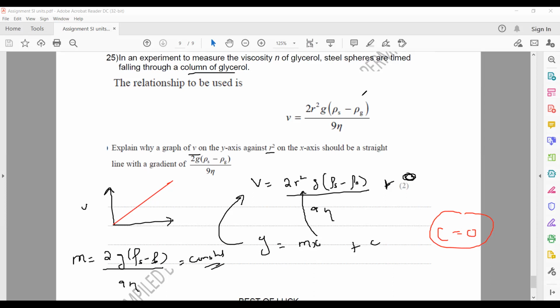How do I know that the value is constant? Look, 2 is a number that is constant. g is gravity, and gravity is a constant. The densities of the objects are also constant. 9 is also a number that is constant, and so is the viscosity. You will learn about these equations, and when you learn the equation, you can identify what the constant factors are.